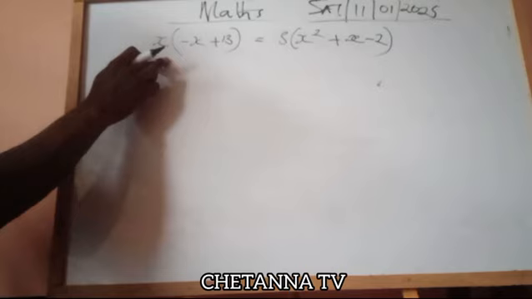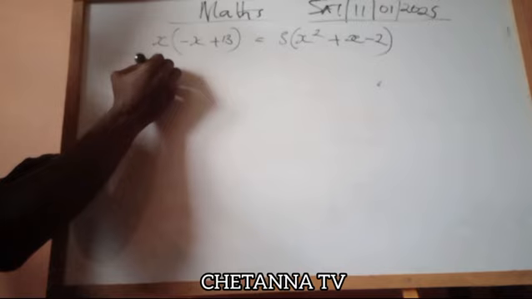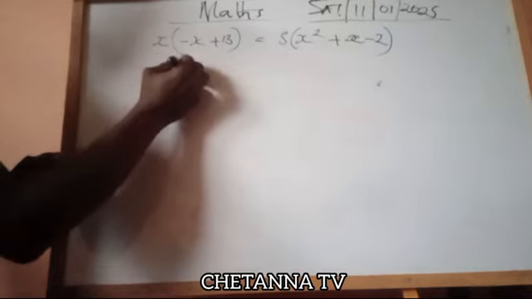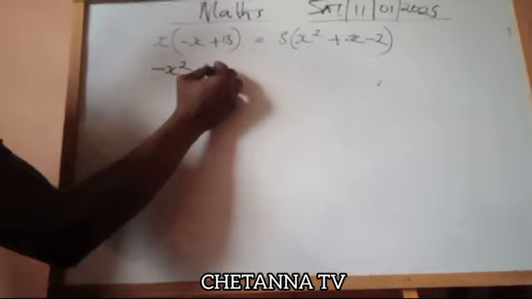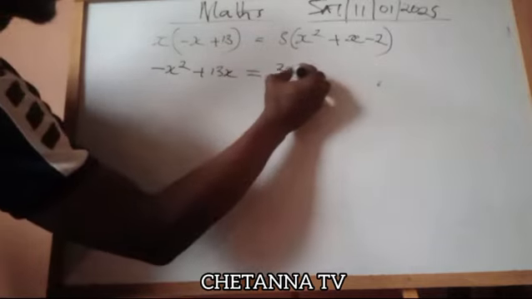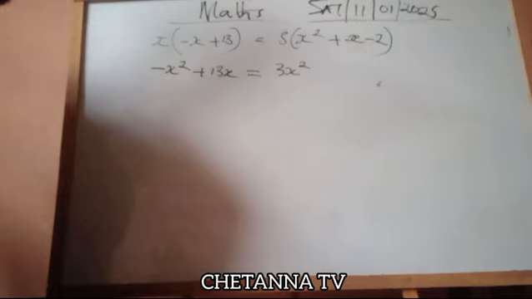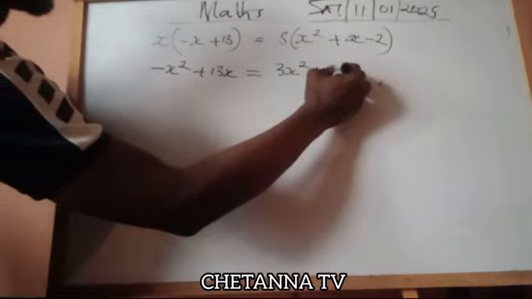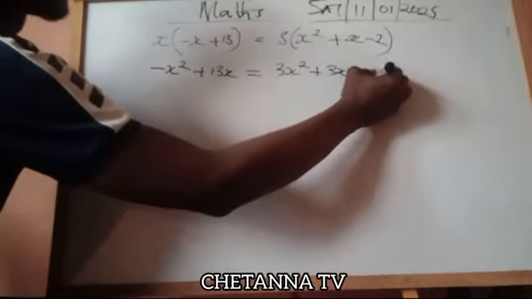Let's open this bracket. x times minus x is what? x times minus x, that's minus x squared. Minus x squared. x times 13 is what? Plus 13x. Plus 13x is equal to 3 times x squared is what? 3x squared. 3 times x is what? Plus 3x. 3 times minus 2 is what? Minus 6.